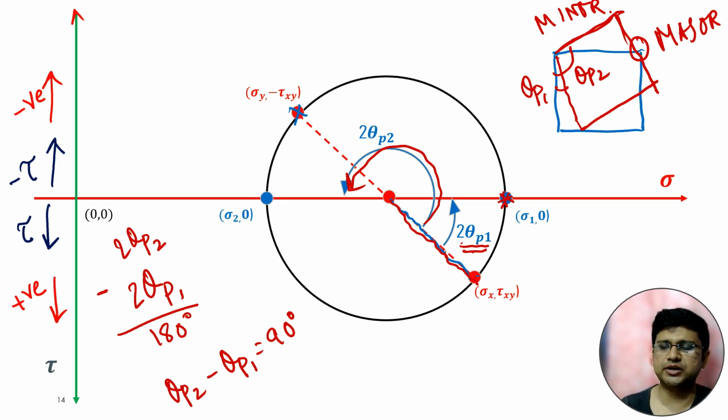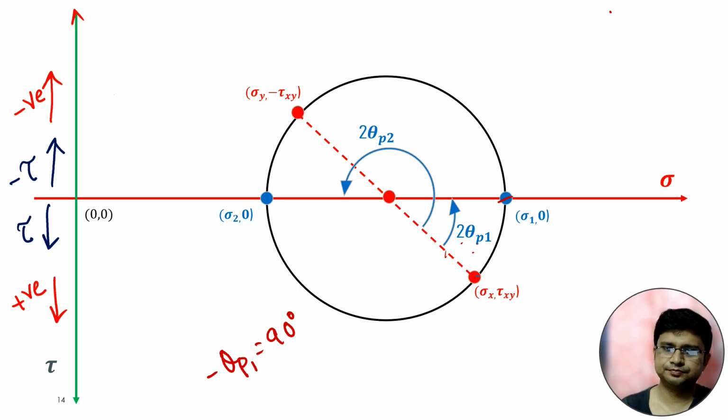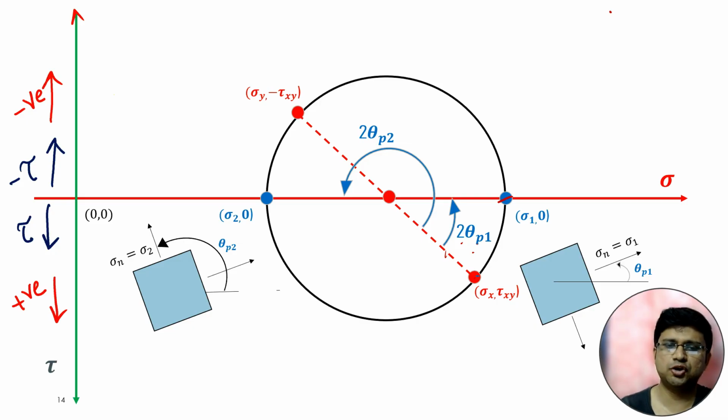And this angle we will also get from the Mohr circle. From Mohr circle we will get the value of 2 theta p1 and 2 theta p2, and from this value we can very easily calculate the value of theta p1 and theta p2. The gap between theta p1 and theta p2 will be 90 degree. So these two are actually the planes of major and minor principal stress. This is the minor and this is the major, and these are the angles.